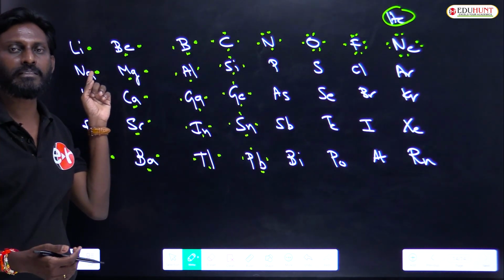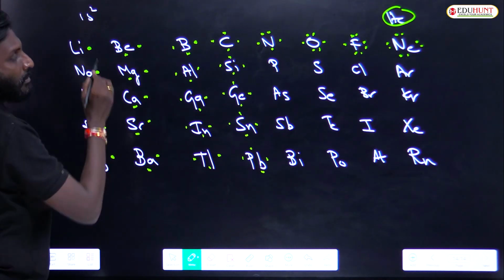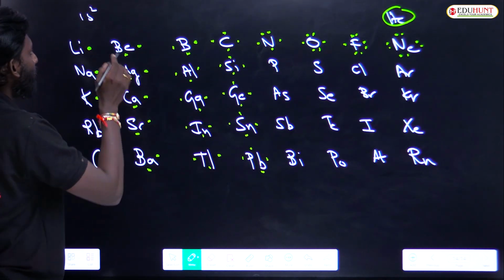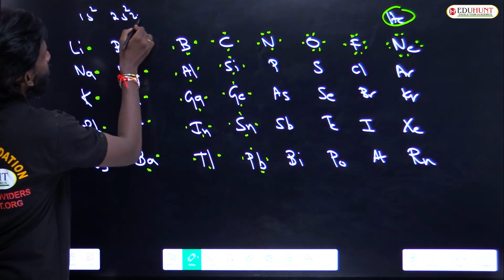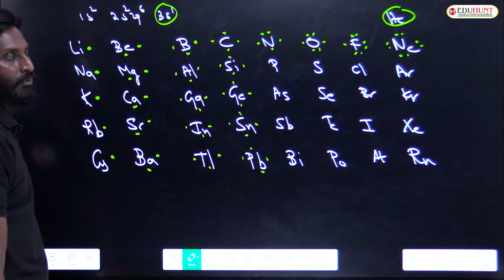Sodium outermost shell configuration is 3s1. Let me write. Sodium atomic number is 11. You have to write 11 electrons. 1s2, 2s2, 2p6, 3s1. So the valency shell is having 1 electron.